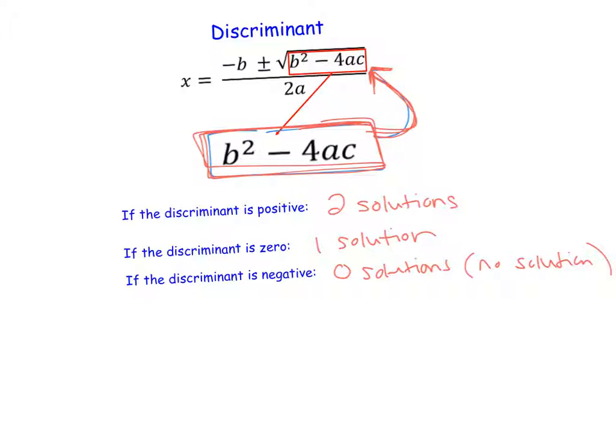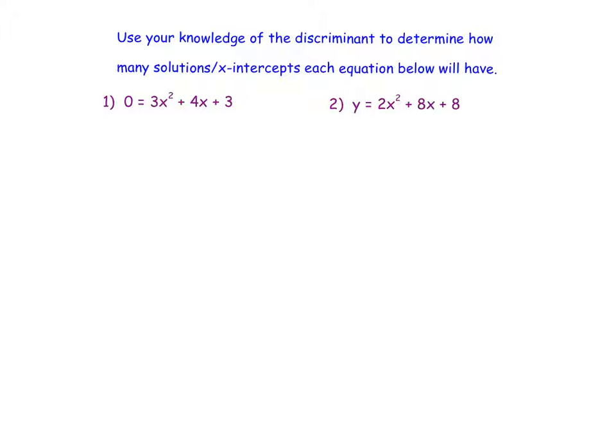So from here, what you should be able to do is, prior to actually calculating the solutions, determine how many unique solutions you will be finding. And that's what we're going to do on the next two slides. Look at the equation that we've been given and use our knowledge of the discriminant to help us predict two solutions, one solution, or no solutions. So the two problems here say use your knowledge of the discriminant to determine how many solutions, or x-intercepts, each equation below will have. And remember, x-intercepts is when y is equal to 0, so that's where we would be substituting 0 in for y.